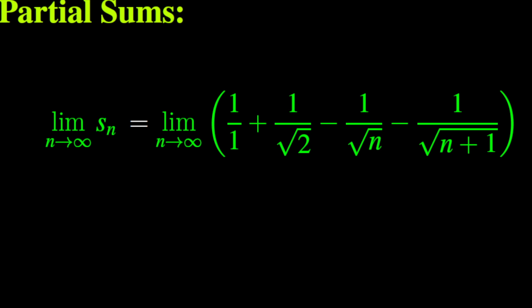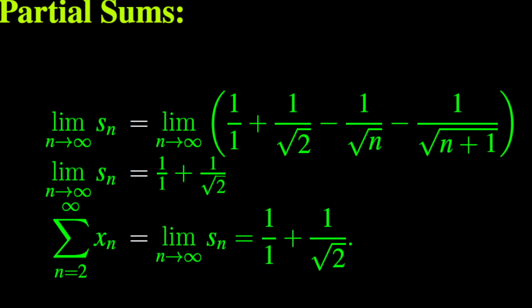We can now try to see if the limit as n goes to infinity of Sn exists. If this limit exists and it is finite, then we can conclude that the series converges. We know that the limit as n goes to infinity of 1 over square root of n is 0, the same is true for 1 over square root of n plus 1. Consequently, the limit as n goes to infinity of Sn is 1 plus 1 over square root of 2. So the series xn for n going from 2 to infinity converges because the sequence of its partial sums converges. And its sum is 1 plus 1 over square root of 2.